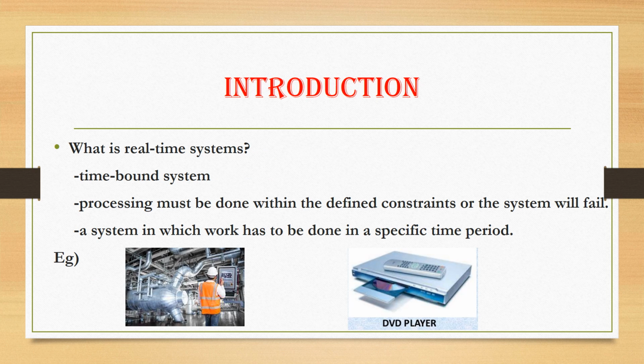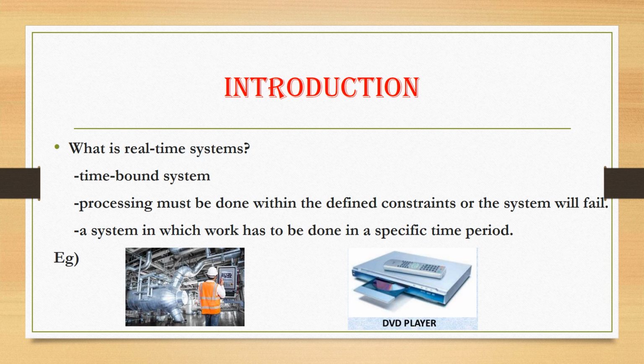First, let us see what a real-time system is. A real-time system means a system should work within a specified time period. That means a particular time interval is given, and within that time interval, the system should process or complete a task. If it doesn't complete the task, the system will fail. This is called a real-time system.